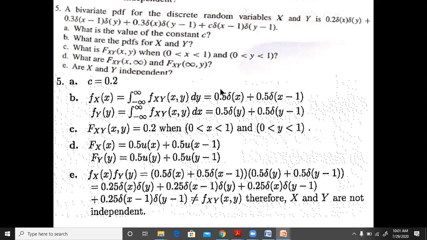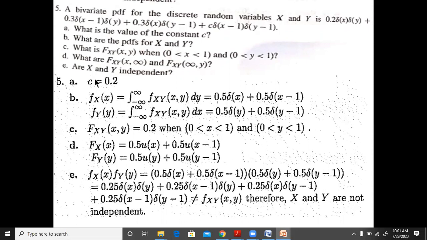So within the limit 0 to x, if you want, then that turns out to be equal to ux, and again this turns out to be ux minus 1. Similarly here, in place of del y and del y minus 1, you'll get uy and uy minus 1.